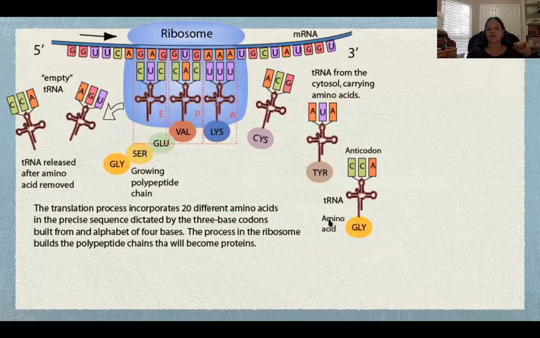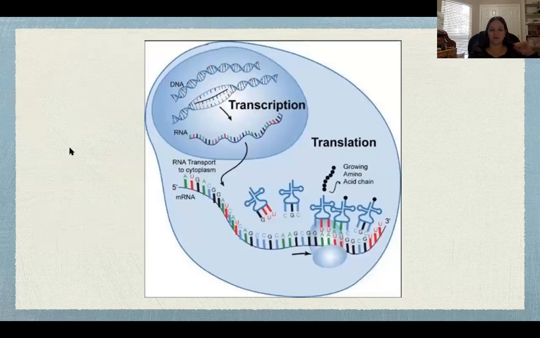I have lots of images for this. Here we have our ribosome in the dark blue, and then you have the mRNA strand. We're reading that 3 letters at a time, starting over here, and then adding the particular amino acids in the right order, bonding them together. And then once you get to the stop codon, it would be released.